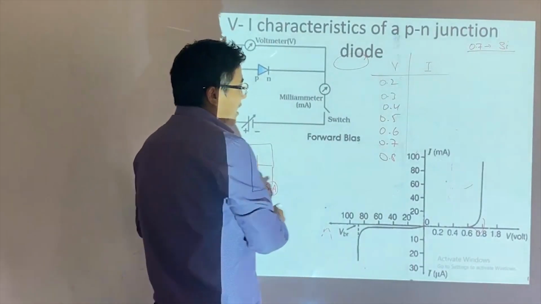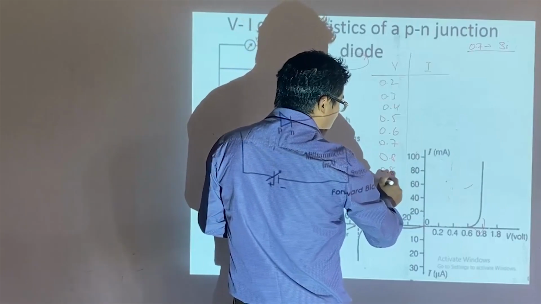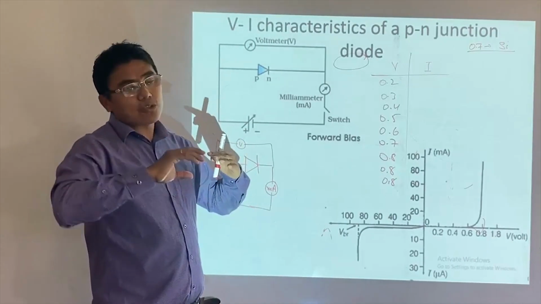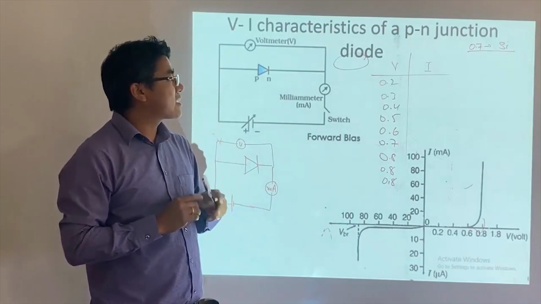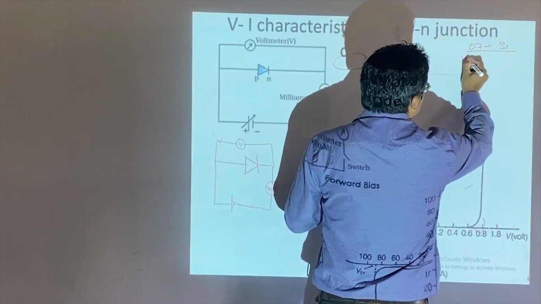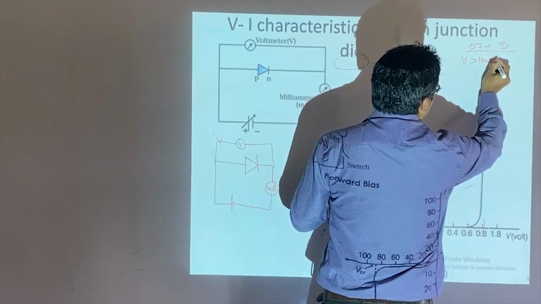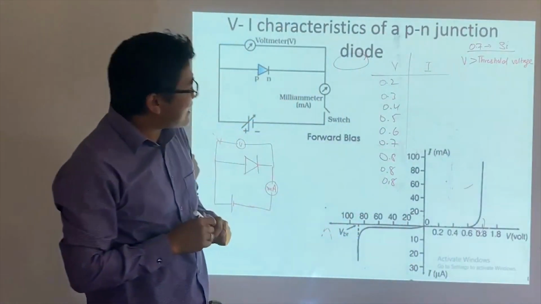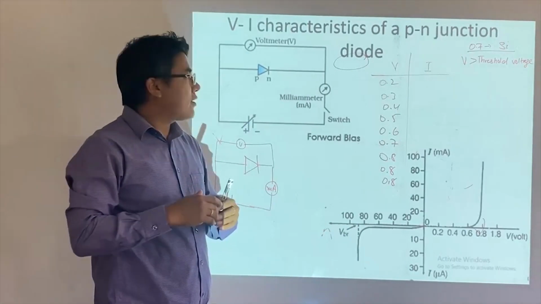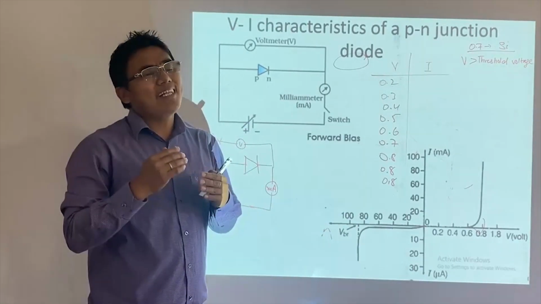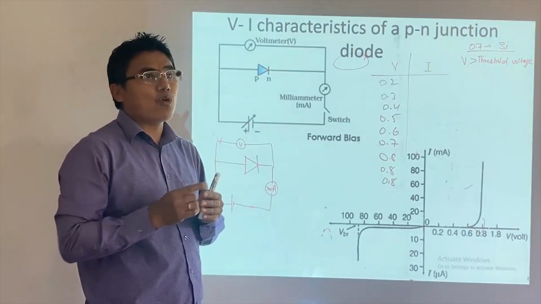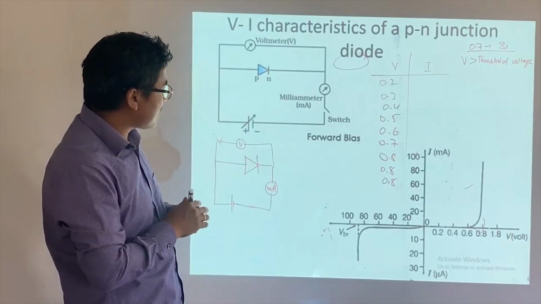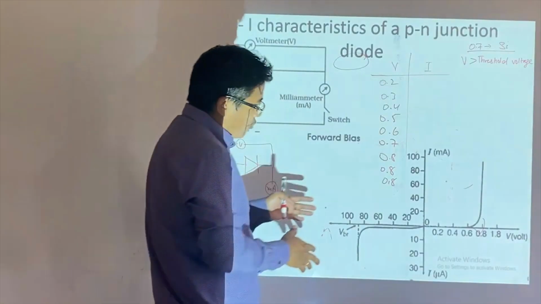Now, if I apply 0.8, the current increases so much. So this tells that once the external voltage exceeds the threshold voltage, there will be so much increase in the current with a little increase in the voltage. So voltage doesn't increase much, but so much current will be increased. So this is what we call the VI characteristic curve. So this is what we have, right?